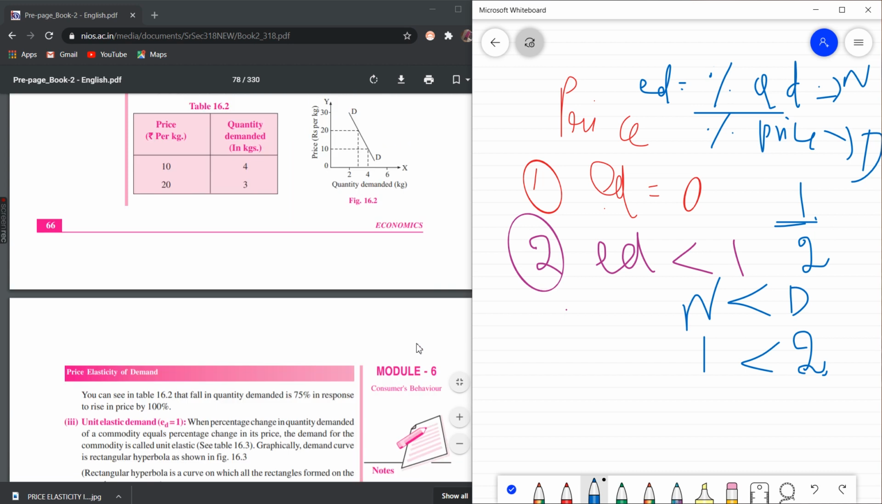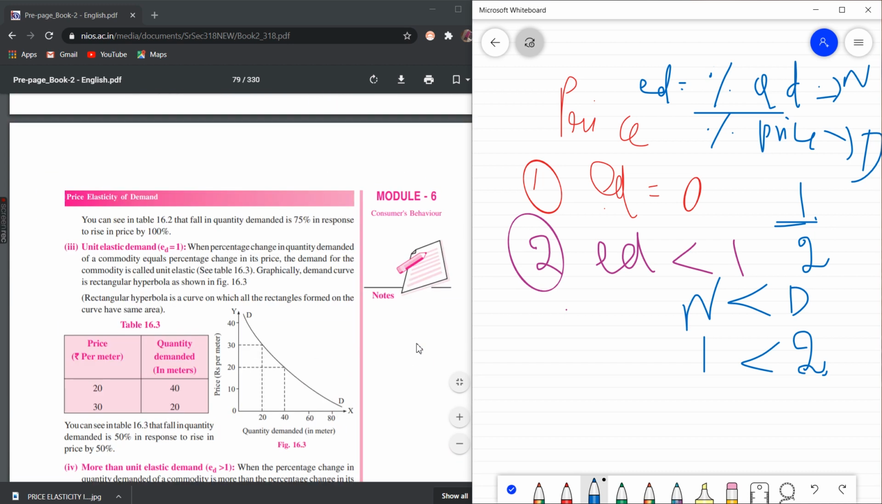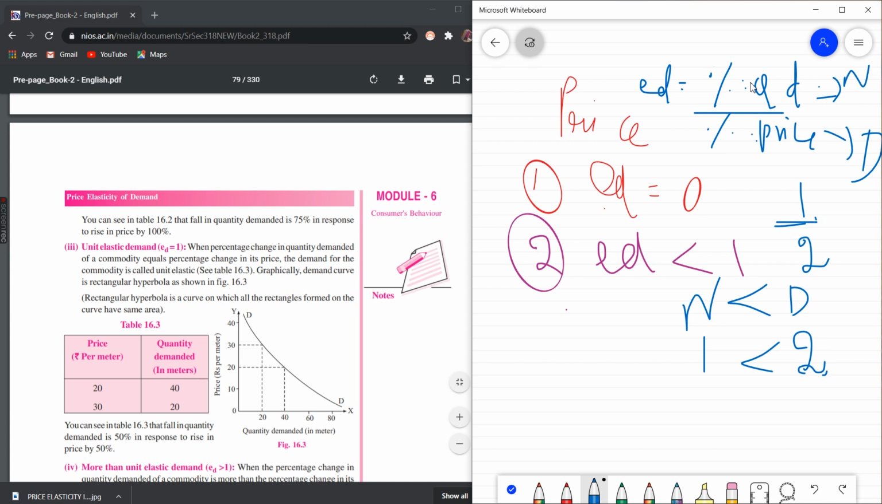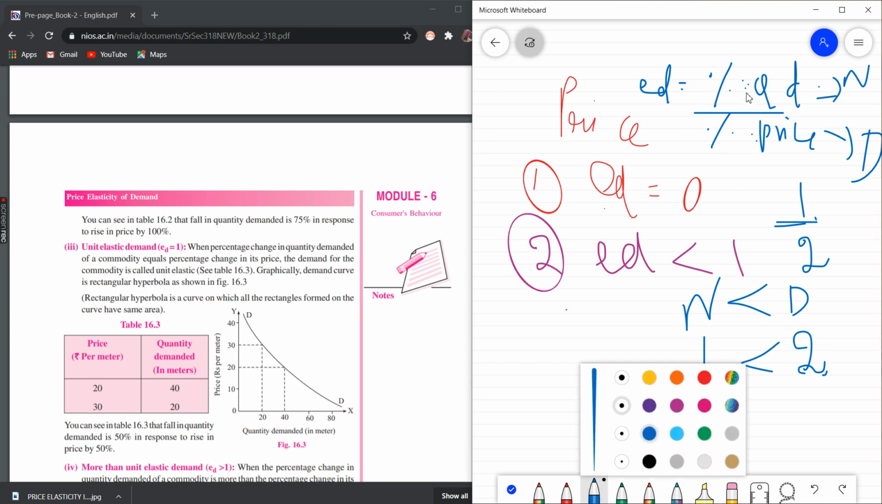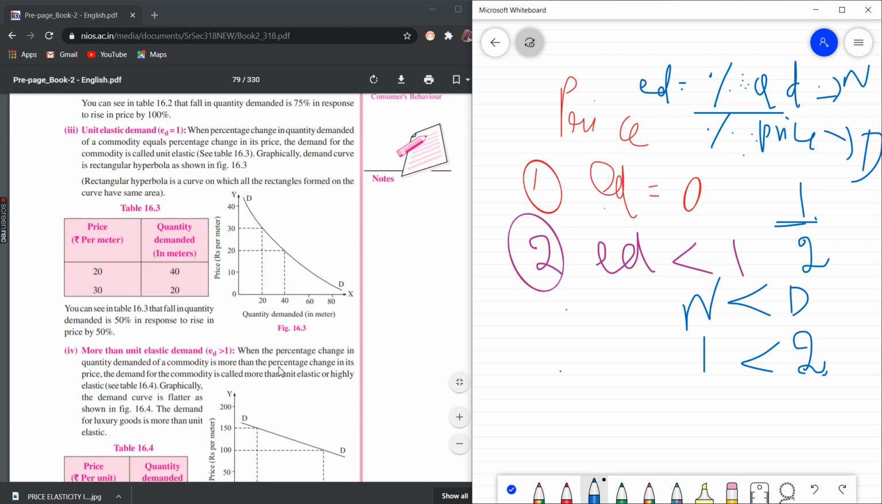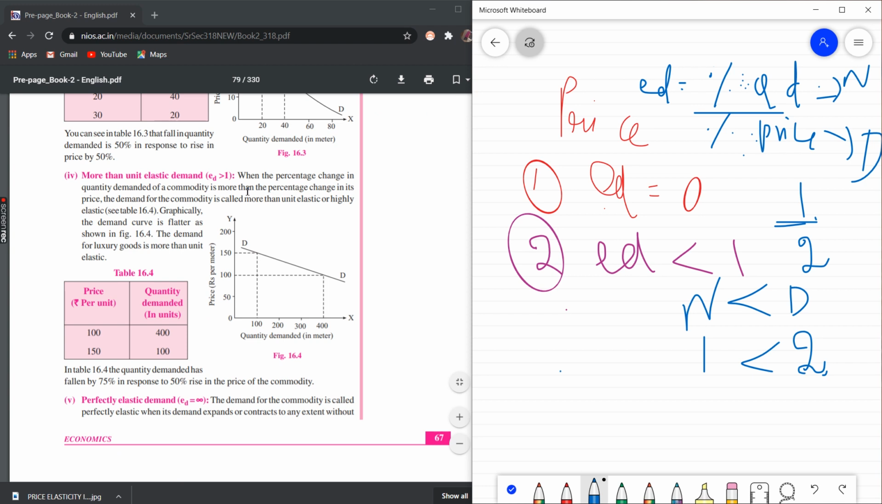So the third case is unit elasticity of demand. They say ED is equal to 1. Unit means 1. Unit elasticity of demand will be 1 when both are equal. So when the percentage change in quantity demanded is equal to percentage change in price, then the ED will be equal to 1 and it will be known as unit elastic demand. Okay, next one is more than unit elastic demand.